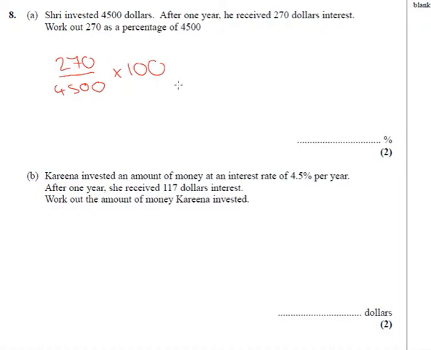Put this into your calculator and you get your answer out. And your answer comes out as 6. So 270 as a percentage of 4,500 is 6%.